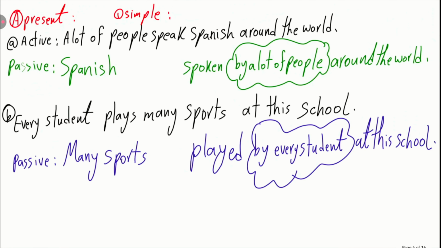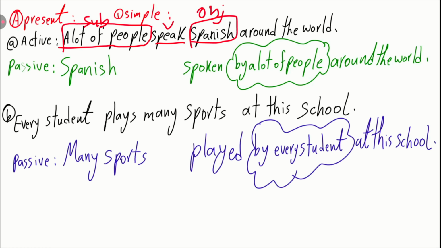Let's start with the first tense. Present simple. For present simple, my friends, we have: a lot of people speak Spanish around the world. So where is the subject, my friends? A lot of people. Good. A lot of people is the subject. Speak is the verb. Spanish is the object.